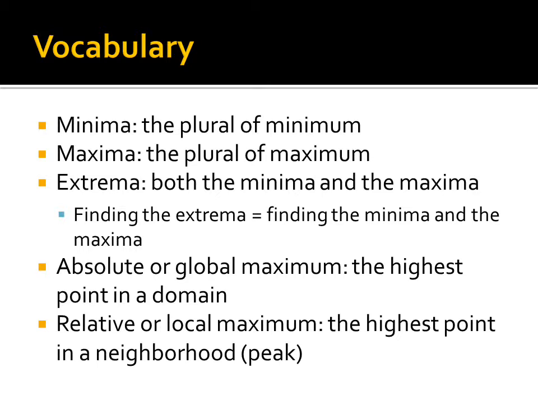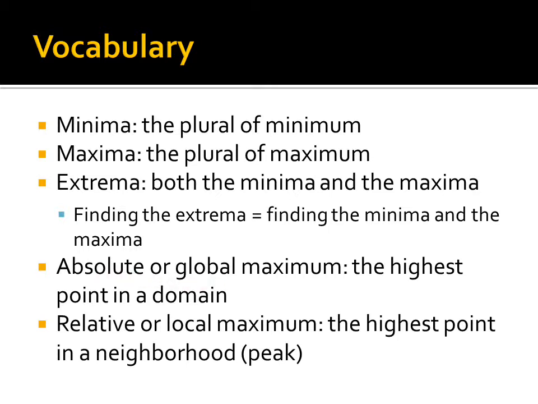Now, just to make things really nice and complicated, you've got two different types of maxima and two different types of minima. One type is the absolute or global maximum, which is the highest point in a domain. Similarly, an absolute or global minimum is the lowest point in a domain. So across the entire domain, you have only one absolute maximum, and you only have one absolute minimum. And for this unit, absolute and global are synonyms.